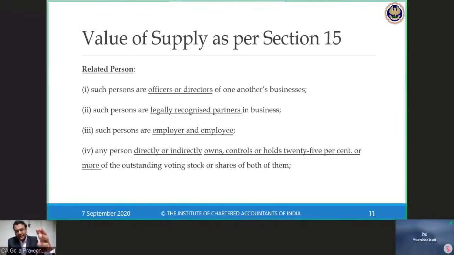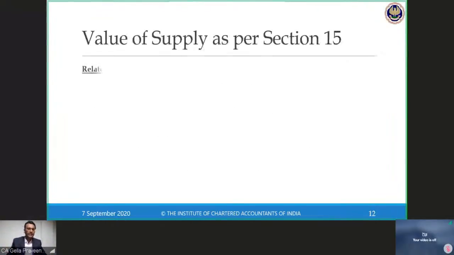If 15.1 is a failure, we'll read further to understand what I have to do. Any person who directly or indirectly owns, controls or holds 25% or more of the outstanding voting stock. Now this is more in relation to control, which is exercised by way of a shareholding pattern. If there is a transaction between these two people where 25% or more is held, then that is considered to be a related party transaction.